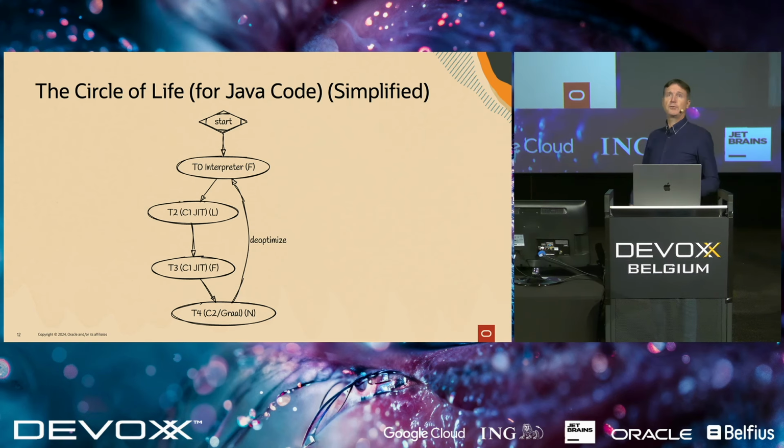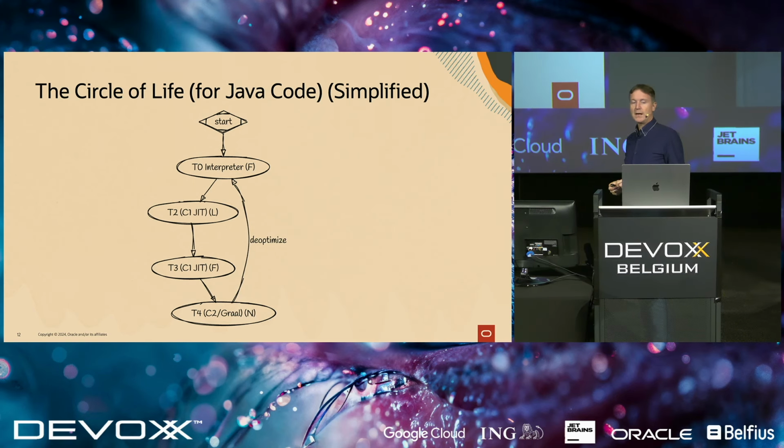Okay, so that was pretty much part one. So now I'm going to talk about the circle of life for Java code. And this might seem a bit derailed, but I need to explain this before we go into the details of how Leyden works. So I think you know when you start your application, that it's slower in the beginning.